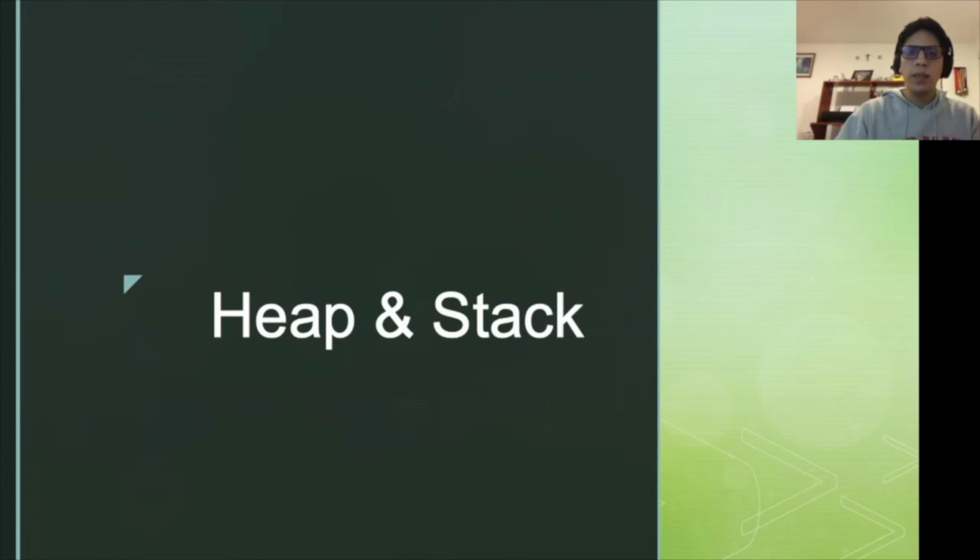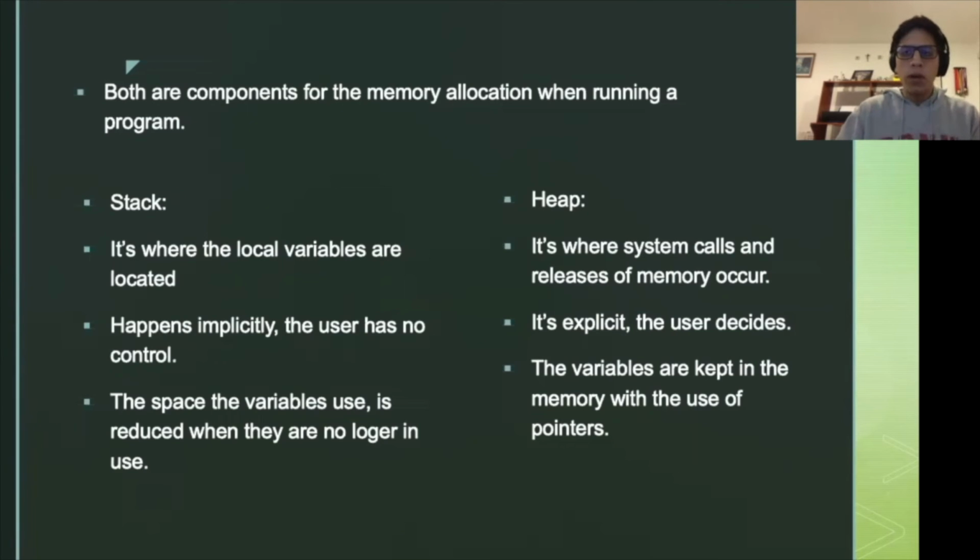Differences between heap and stack. Both are components for the memory allocation for when running a program. First, the stack. The stack is where all the local variables are located. It happens implicitly because the user has no control over when a variable is recycled and stops using memory, and the space the variables use is reduced when they are no longer in use.